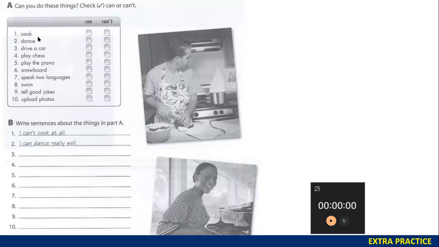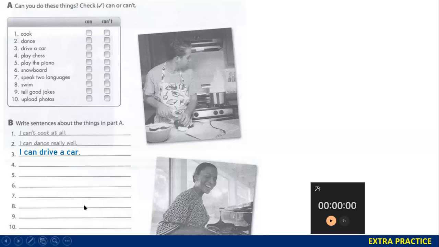For example, the first one, cook. Here number 1 and 2 are already done. I can't cook at all. I can dance really well. Okay, what about number 3? Can or can't? I can, because the majority of people can drive a car. I mean, if you're an adult, right?